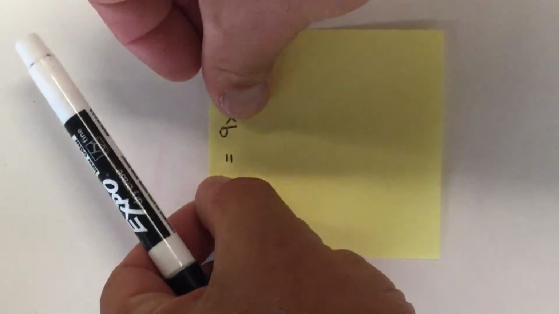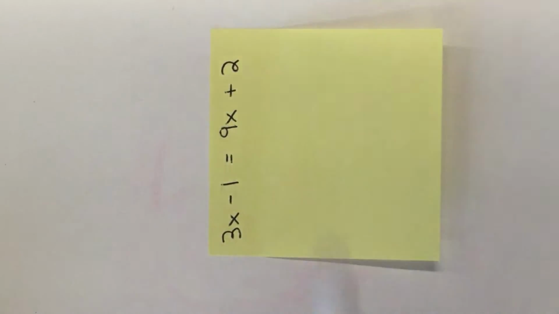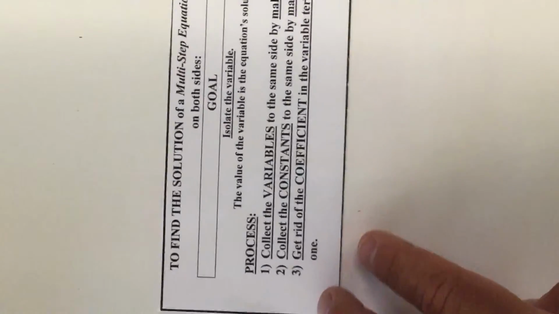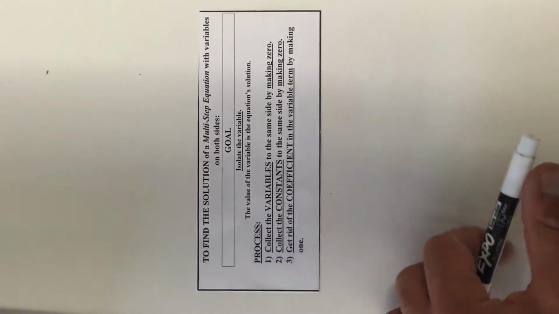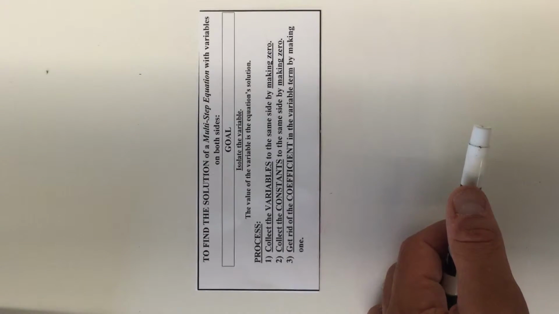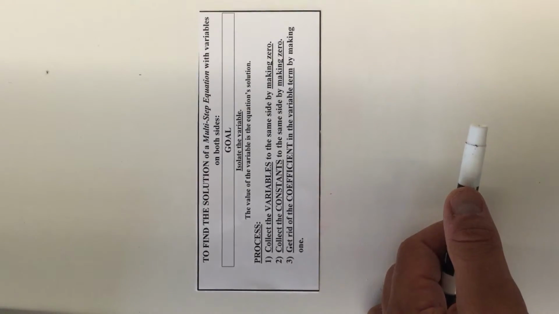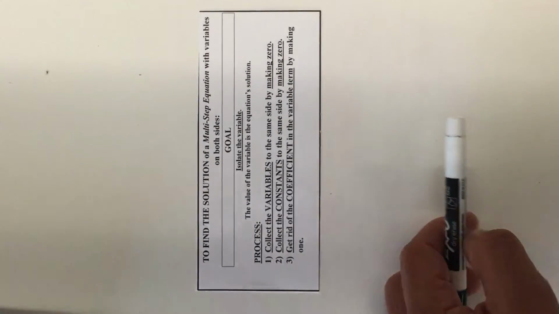Now we're going to the new and final one where we are going to do equations with variables on both sides. For example, one like this: 3x minus 1 equals 9x plus 2. Now all we're doing is we're collecting the variables to the same side by making 0. We're collecting the constants to the same side by making 0. We're getting rid of the coefficient of the variable term by making 1. That will end up getting us our solution and our variable isolated. So let's do this problem.